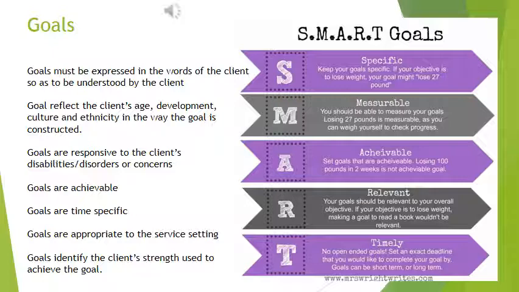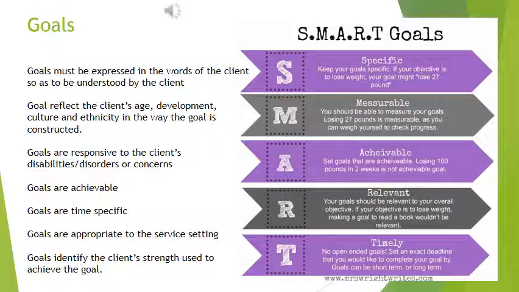The goal is current, the goal is informative, and it's relevant to addressing the problem. The goal should be stated in measurable terms using action-oriented language to illustrate a direction of change. Let's take a look at the screen. I have on the right-hand side SMART goals. This is an easy way to remember how to compose goals.